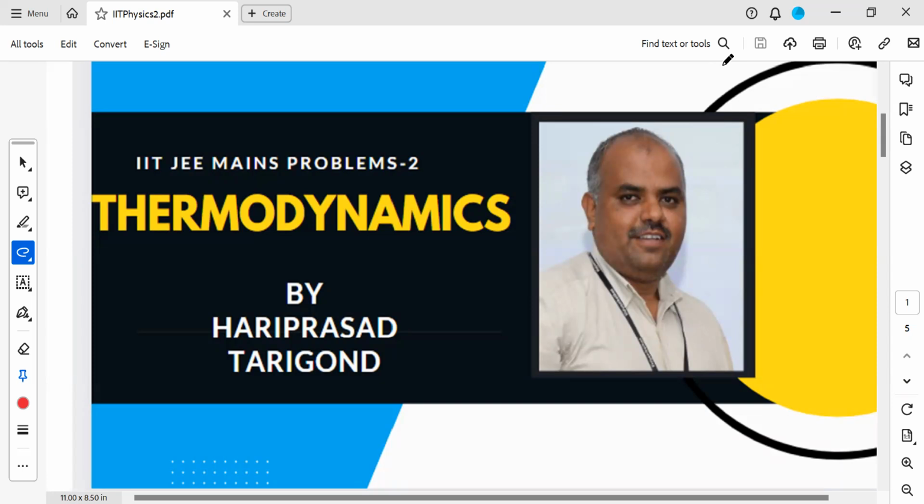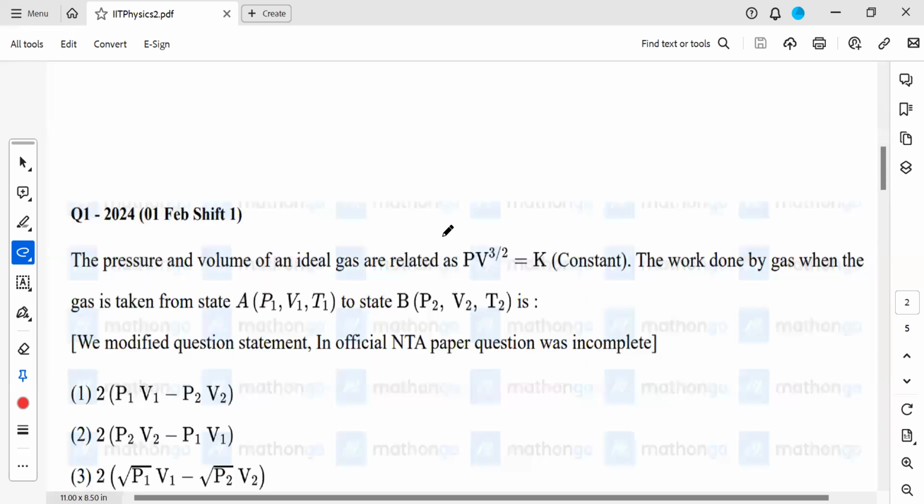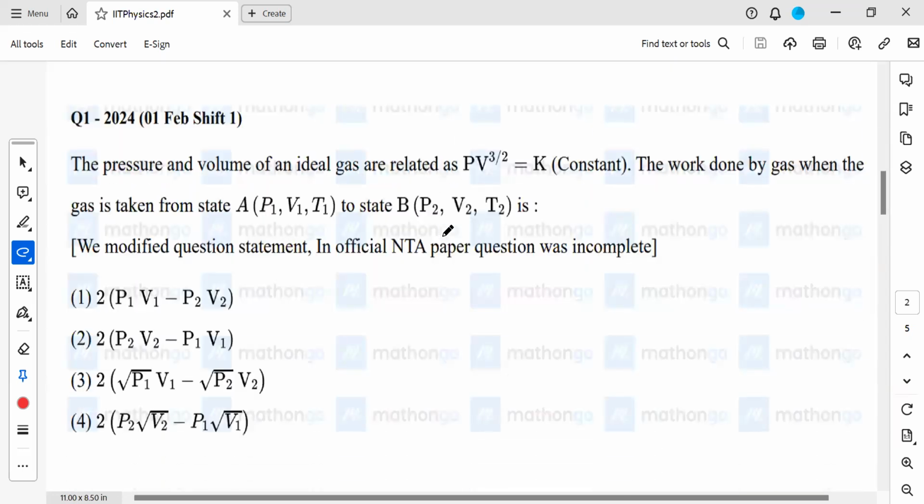Today also we will solve one problem on thermodynamics. An IIT JEE Main problem that came very recently. Let us go to the problem. The problem came in question number 1, 2024, 1st February, shift 1.